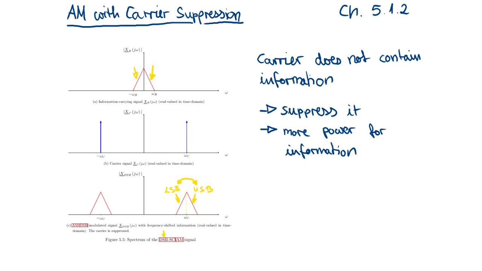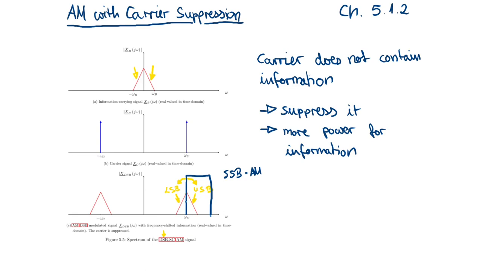So actually you can save more power by just transmitting one band, for example the upper sideband, and suppressing the other sideband. And this modulation type is called single sideband amplitude modulation. But we will not go into detail into this. This is actually used to transmit voice signals, so analog information, but we won't focus on single sideband transmission here for digital communication systems.